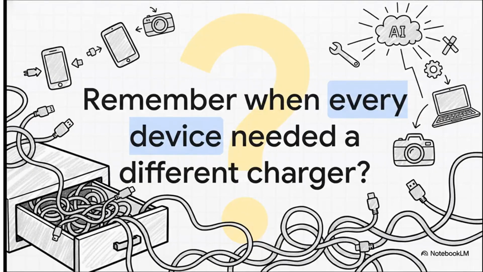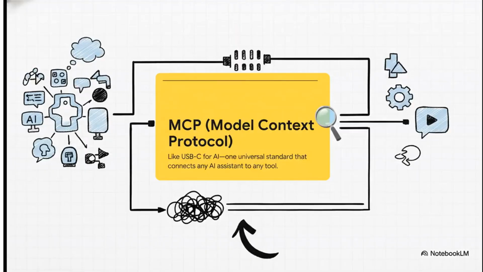You know that drawer, right? That junk drawer just overflowing with a tangled mess of cables. One for your old Android, another for your camera, a totally different one for your Kindle. It was a disaster. Well, that exact same problem has been plaguing the world of AI, and it's been holding everything back. And this is the solution, MCP.